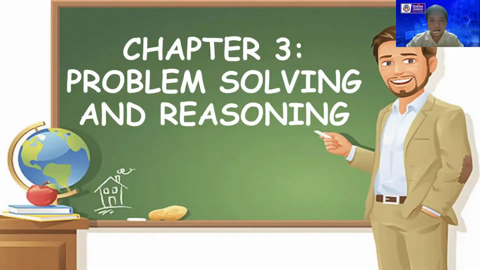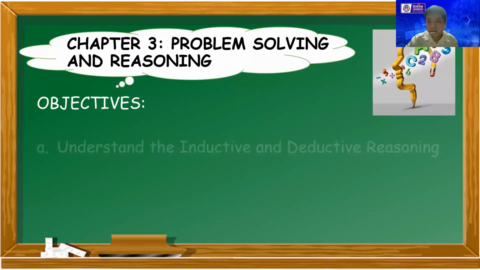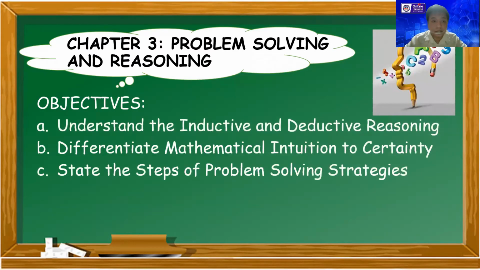So let us proceed now to chapter 3 under Mathematics in the Modern World, that is what we call problem solving and reasoning. So we have here the objectives under this chapter. Letter A, understand inductive and deductive reasoning. Letter B, differentiate mathematical induction to certainty. And letter C, state the steps of problem-solving strategies.